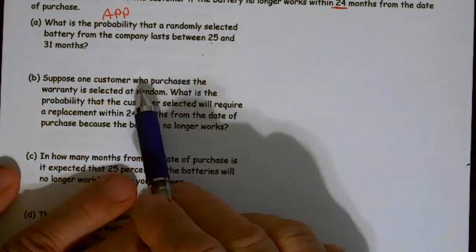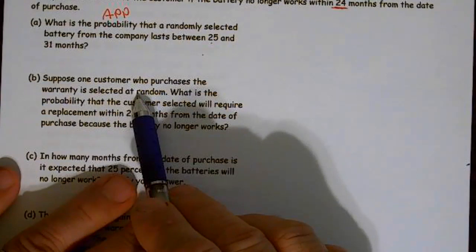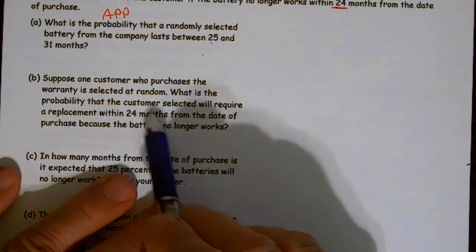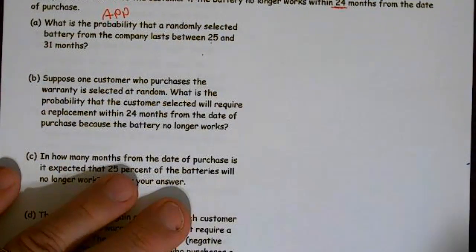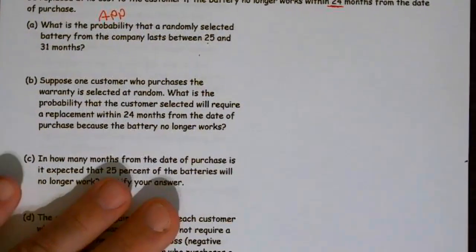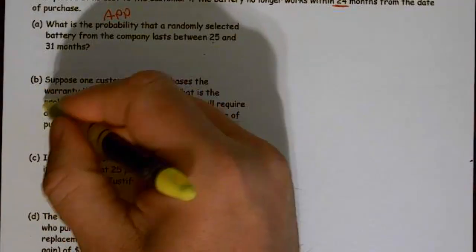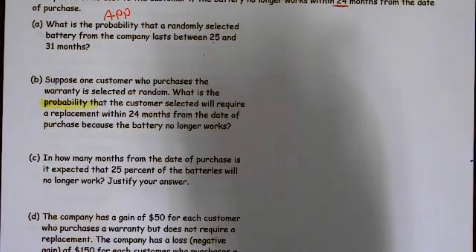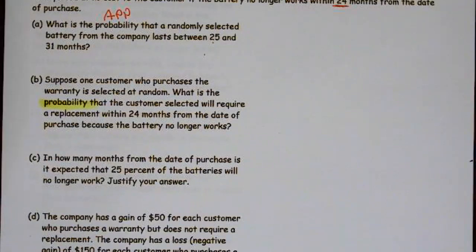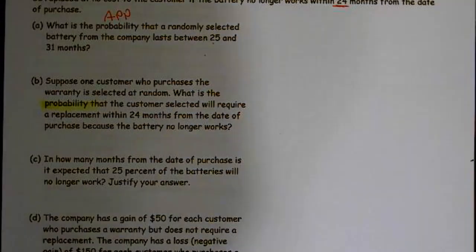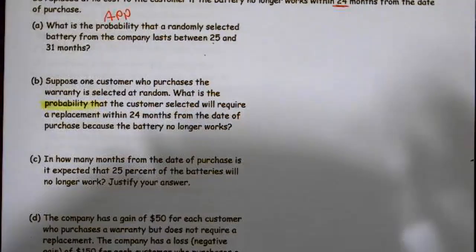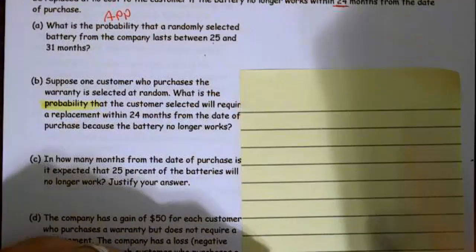Suppose one customer who purchases the warranty is selected at random. What is the probability that the customer selected will require a replacement within 24 months? Once again, they ask for probability. If they're asking for probability, they're asking for an area, and it's going to be a norm CDF. So ultimately, we know at some point we're going to have to go to norm CDF. They want to know the probability that the customer will require replacement within 24 months.